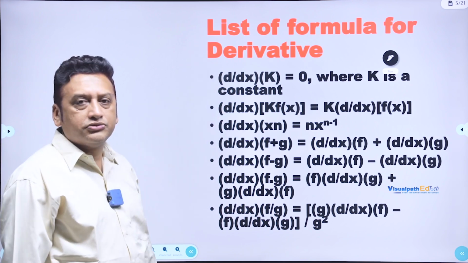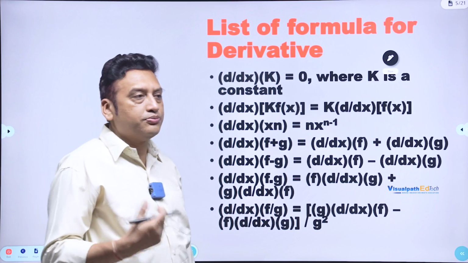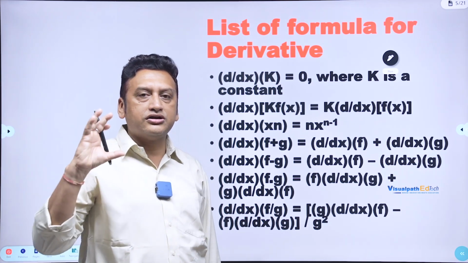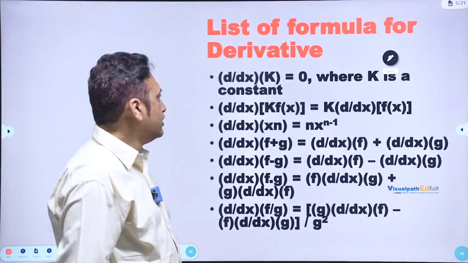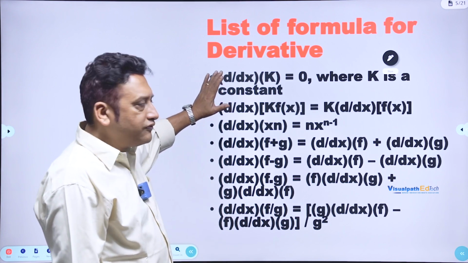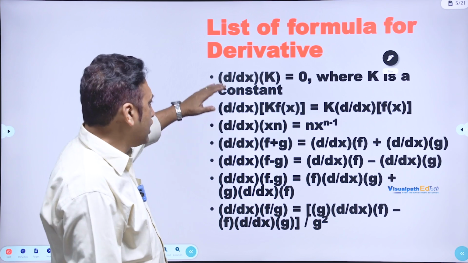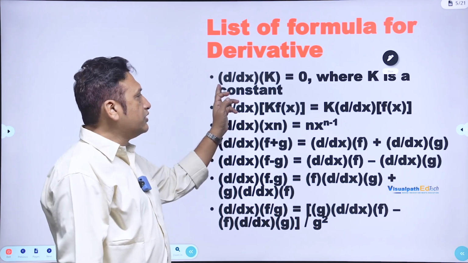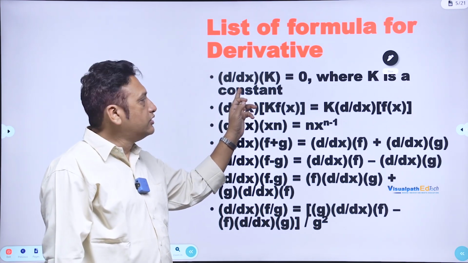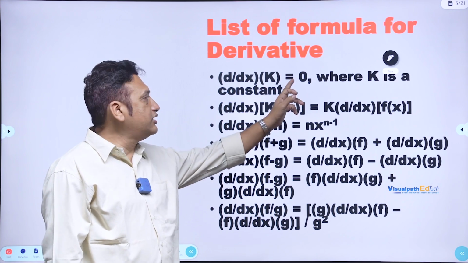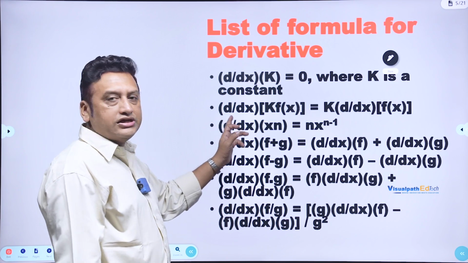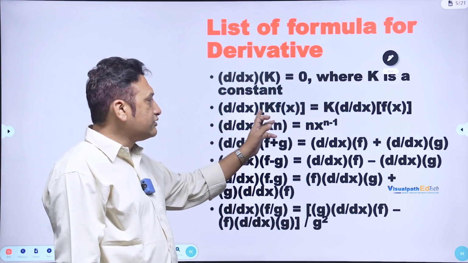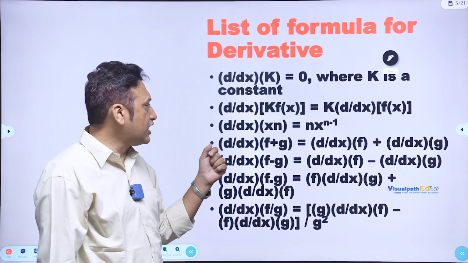Coming to the list of formulas, it's important for all of us to remember certain basic formulas in order to do the sums related to the derivative. So the most common formulas that you will be coming across, I have listed them. First, we have already done d/dx of any constant k can be taken as 0. d/dx of k is 0. Then we have d/dx of k into f(x). This also I have already shown you in the previous slide.